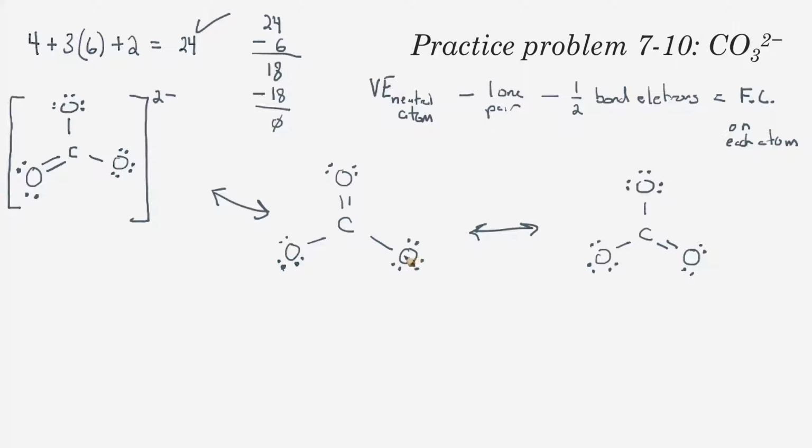I look at the atom, I see how many valence electrons it's supposed to have. So this is carbon. Carbon's supposed to have 4. And this is oxygen. Oxygen is supposed to have 6. I take that and then I subtract the number of things touching it. The number of dots, and this half bonding electrons means the number of lines. So this part here is the number of dots, and this part here is the number of lines.